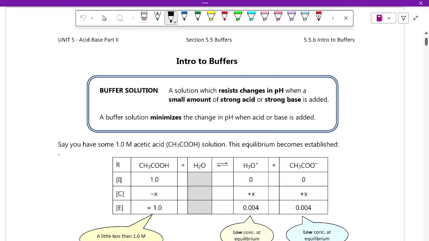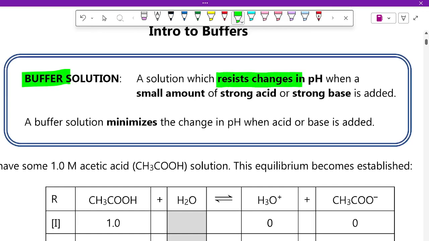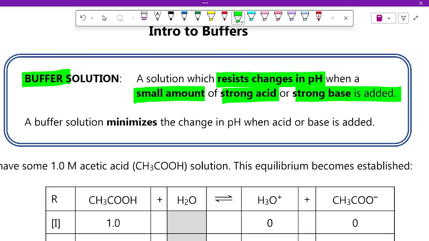How many of you have heard of buffers before? Maybe took a biology class, heard of them? Okay. A buffer is a solution which resists changes in pH. And it resists a change in pH when you add a small amount of strong acid or strong base. Okay, so it minimizes the change in pH.